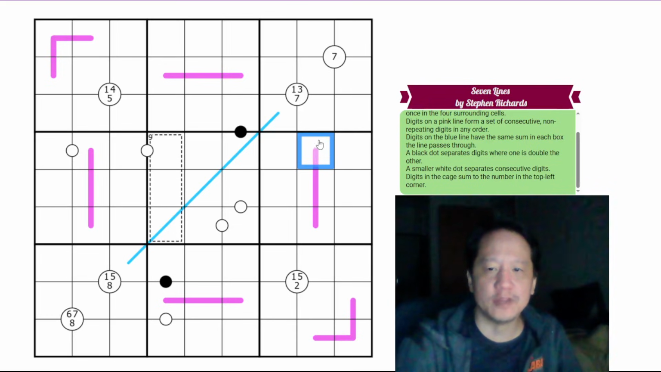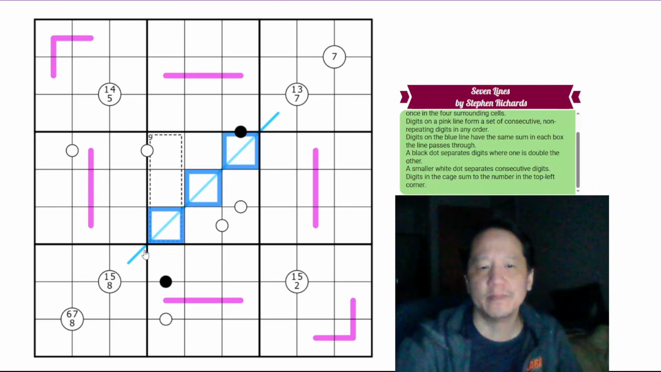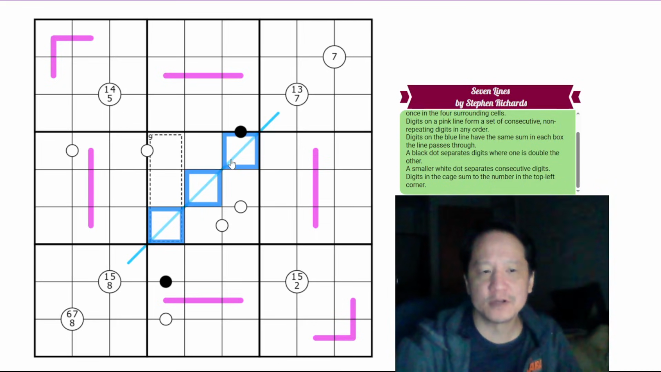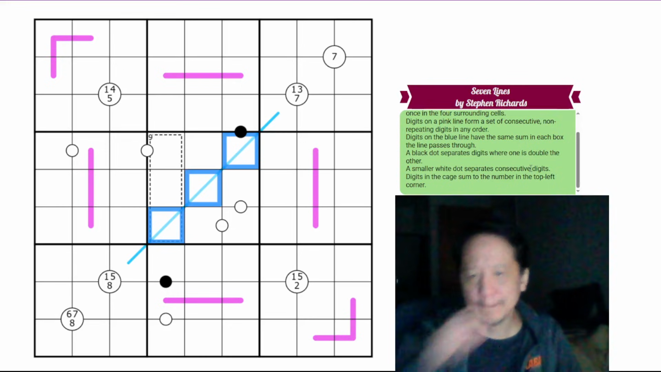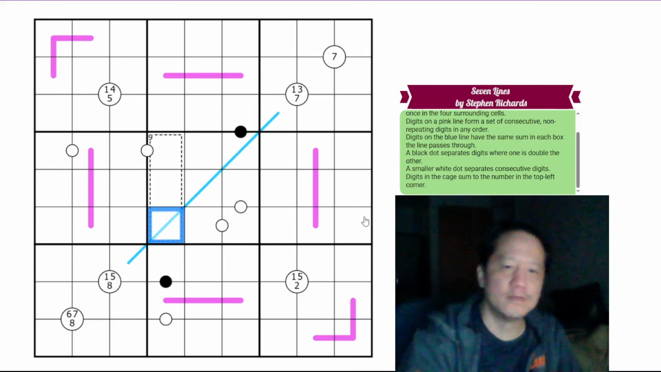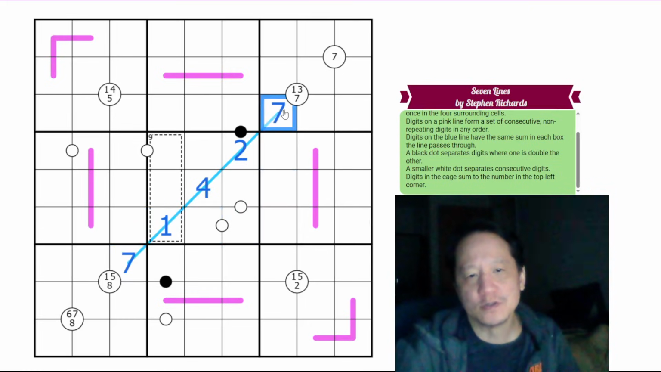Digits on the blue line have the same sum in each box that the line passes through. So this digit must be exactly the same as this digit because they sum up to the same sum, and these are only a single digit long, and they sum up to the same sum as this set of 3 digits. And these are called region sum lines. So you could have something like 1, 4, and 2, and that would work if this is 7 and this is 7. So these are examples of how the region sum line could work.